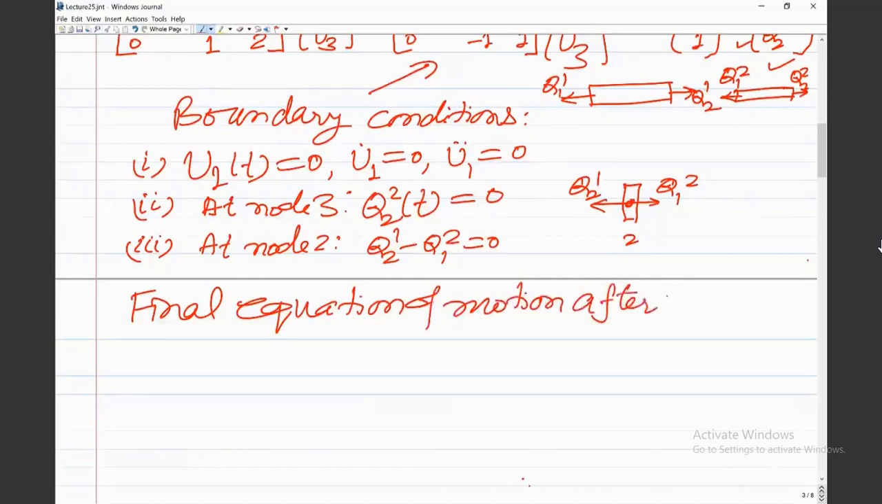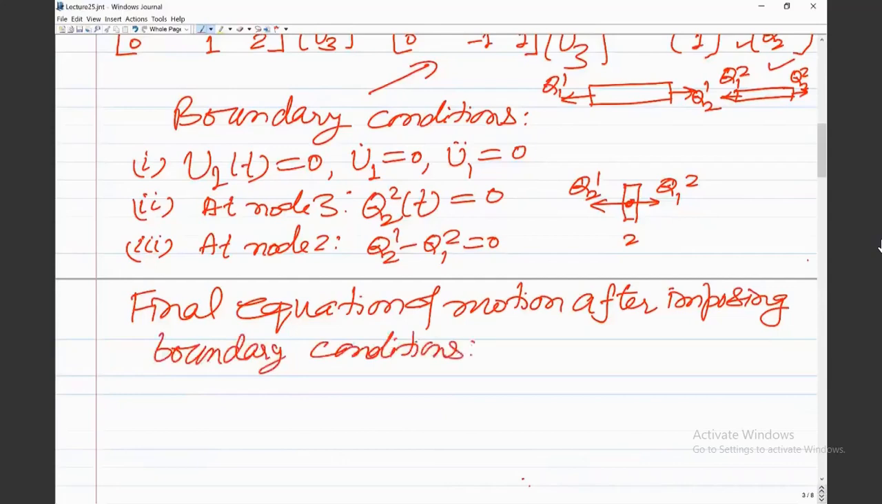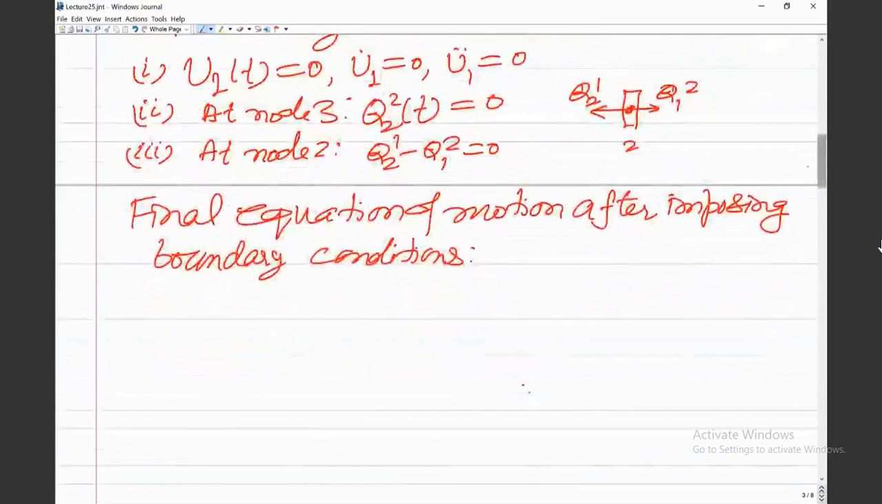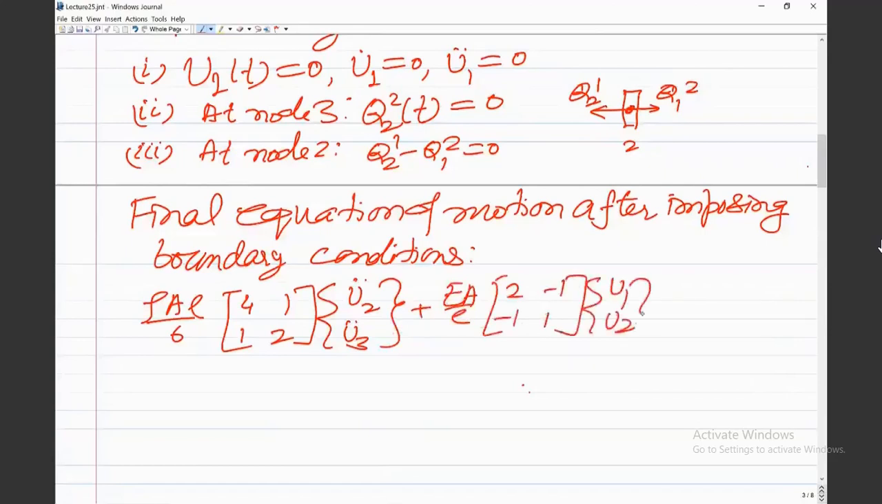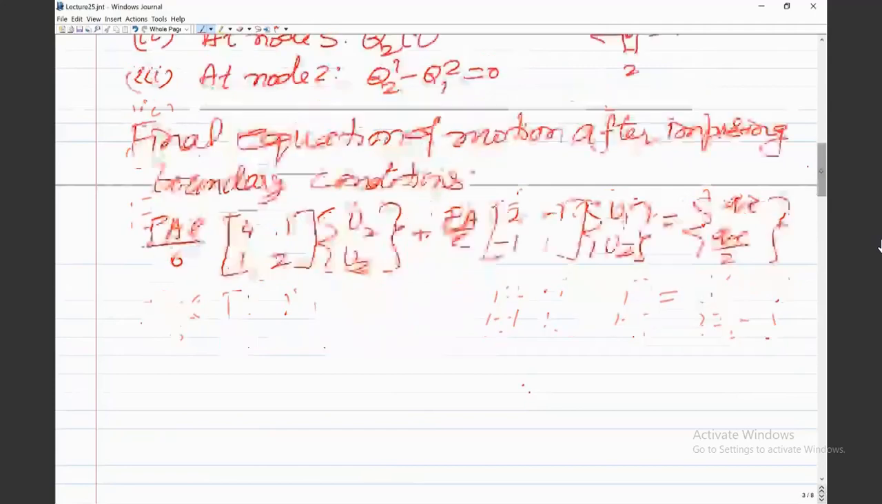So the final equation of motion after imposing boundary conditions. Because u1 is known, we take the second and third equations in terms of unknowns u2 and u3. The equation would be rho A L by 6 times the matrix [4 1; 1 2] times [u2 double dot, u3 double dot], plus EA by L times [2 -1; -1 1] times [u2, u3], equal to the right hand side, which is left with QL and QL by 2. So this is the final equation of motion.